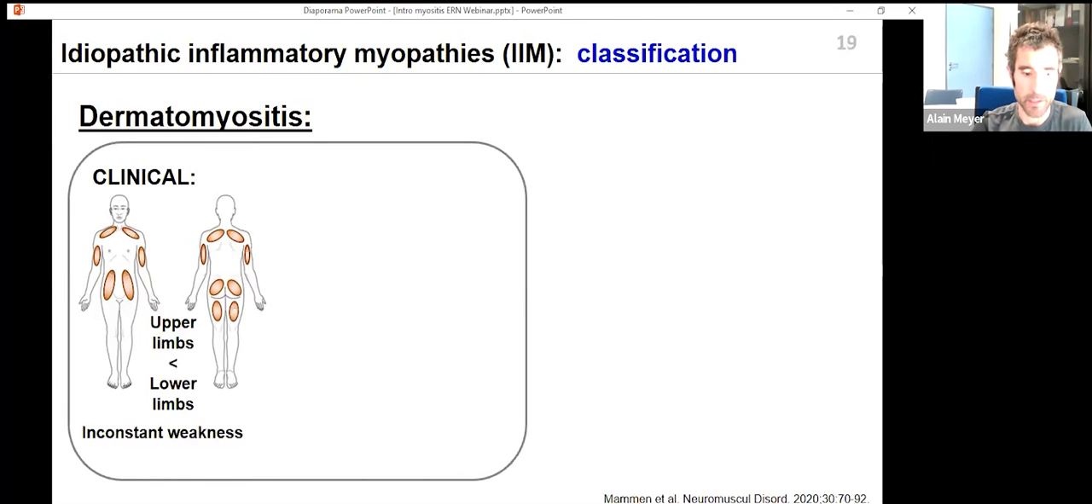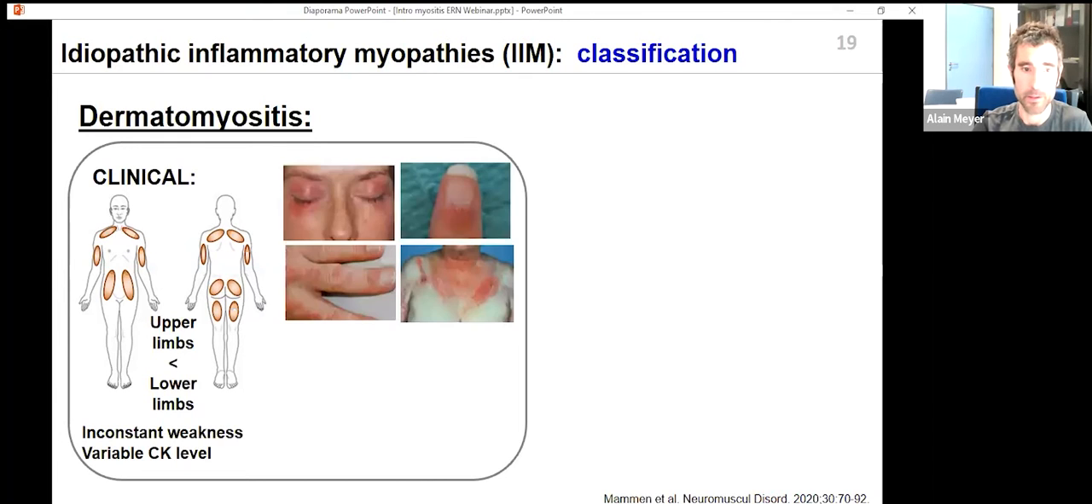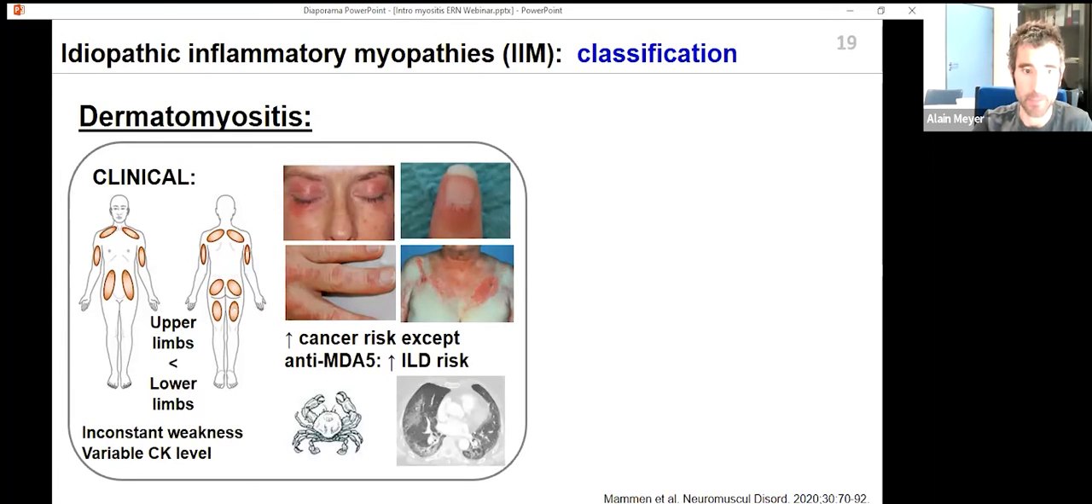Yet the strength can be normal, and the CK level is highly variable from one patient to another. The common denominator of this subgroup is the rash of dermatomyositis, which will be described in detail in a dedicated webinar. The patients of this subgroup have the highest risk of associated cancer, except for the patients with anti-MDA5 autoantibodies, who are at risk of rapidly progressive interstitial lung disease.